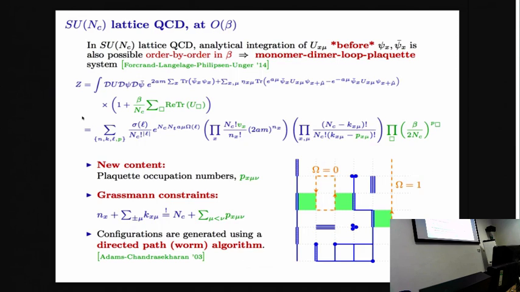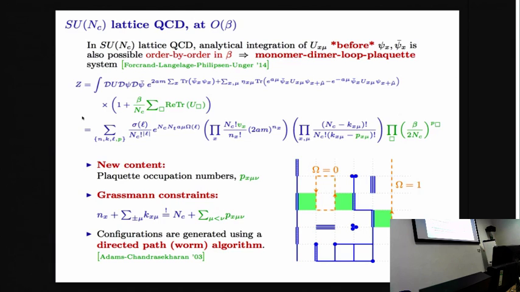And you can go beyond beta equals 0, the strong coupling limit. But in that case, you have to expand your plaquette term to the order you want, and then you perform the integral over the link variables first. And this can quickly become very hard to perform.